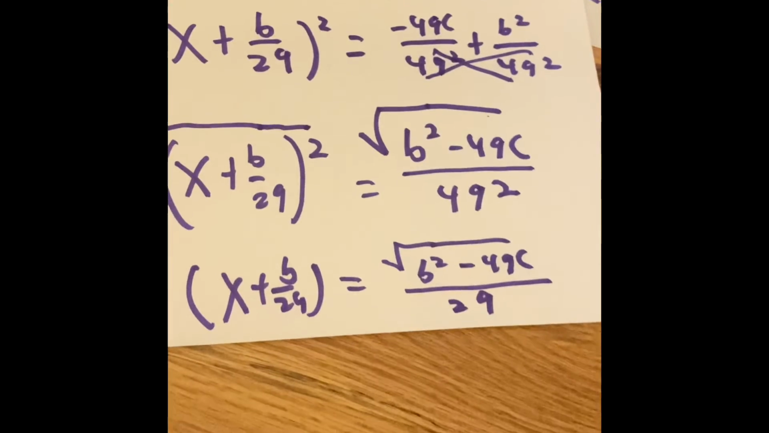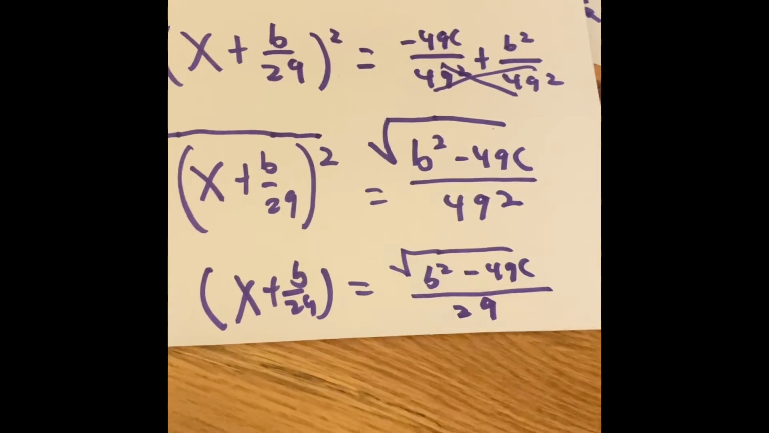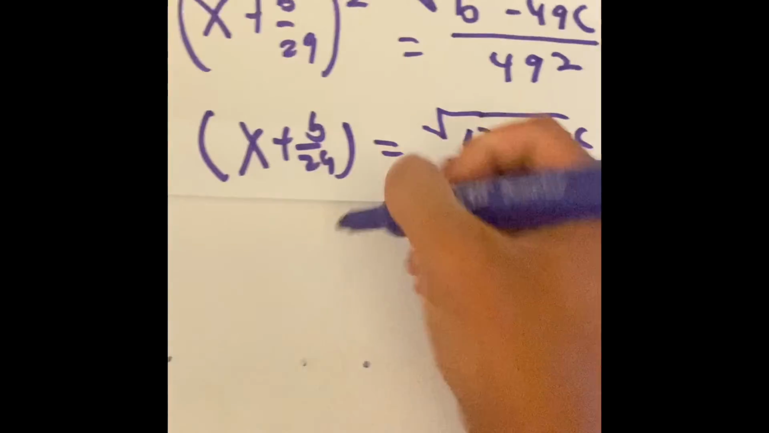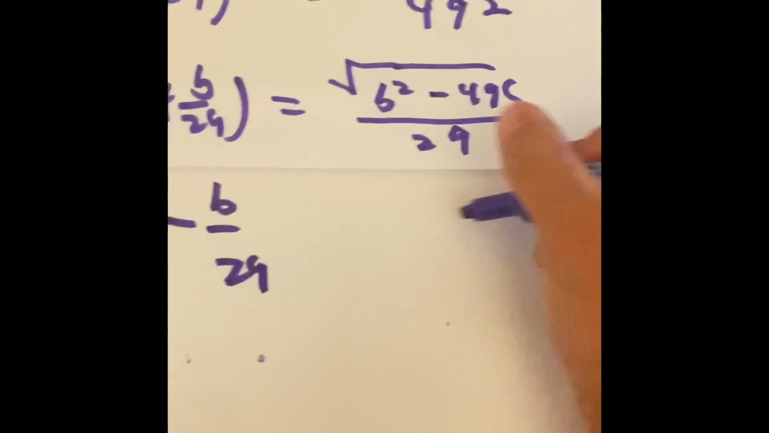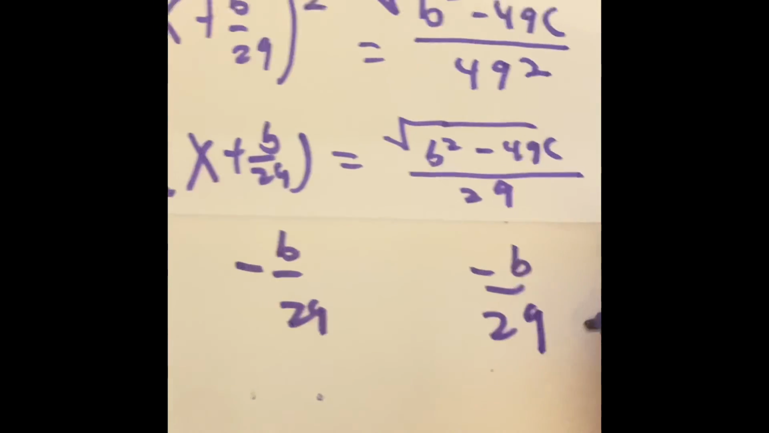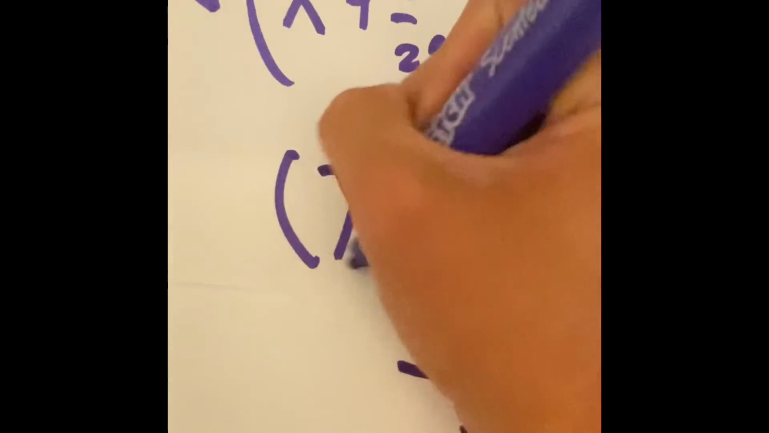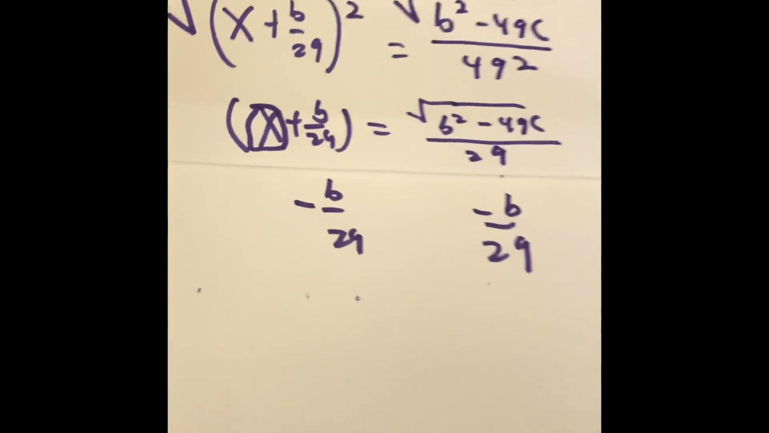We are so close to getting the quadratic formula. There is one more thing we have to do in order to get to the quadratic formula. We have to subtract this side by b over 2a and subtract this side by b over 2a. And when you do that and you get your x alone, we claim victory and we get the quadratic formula.